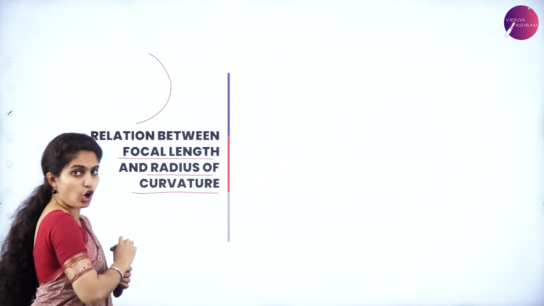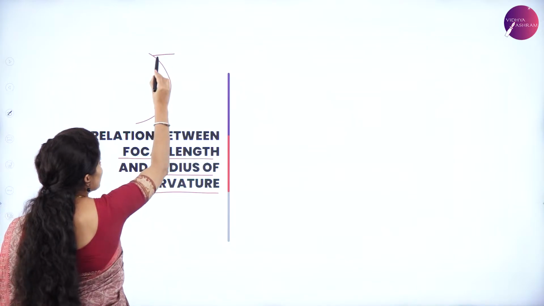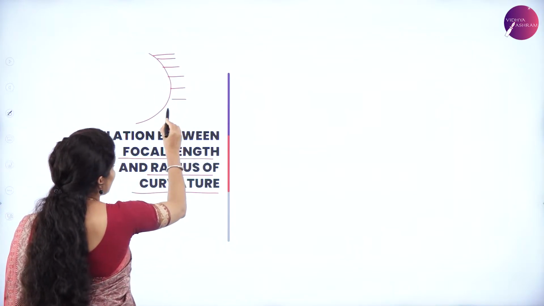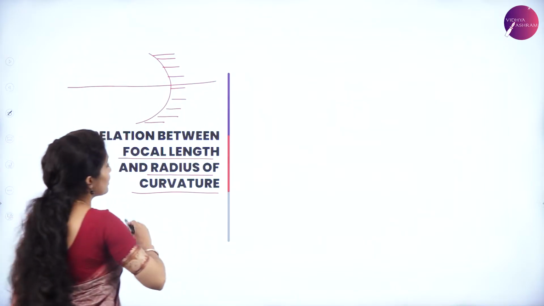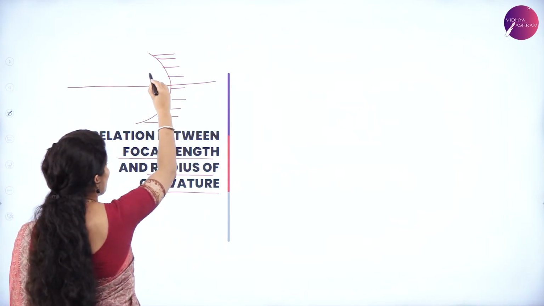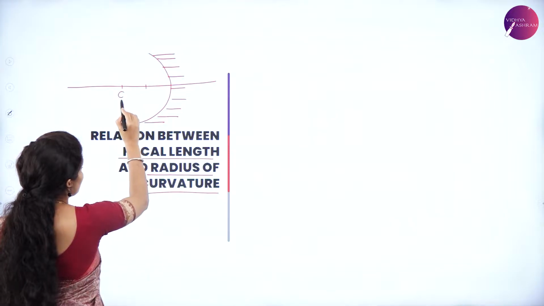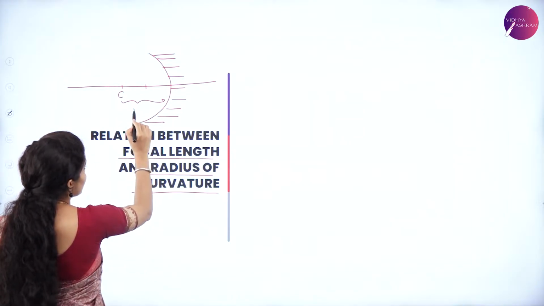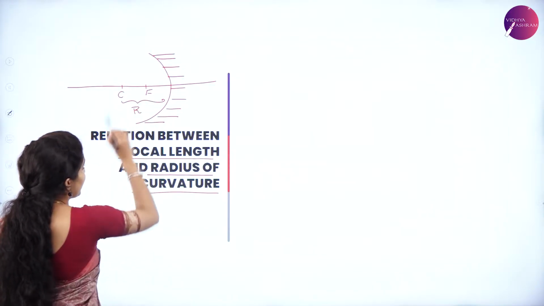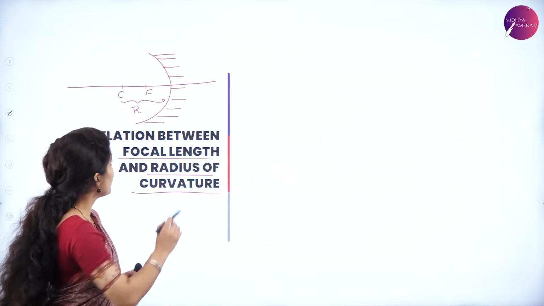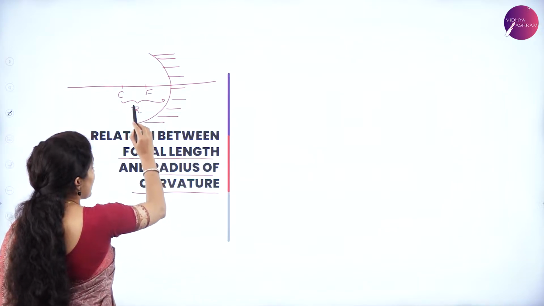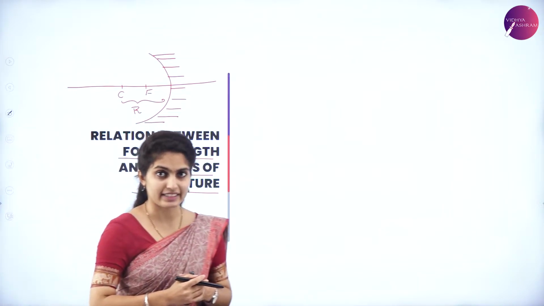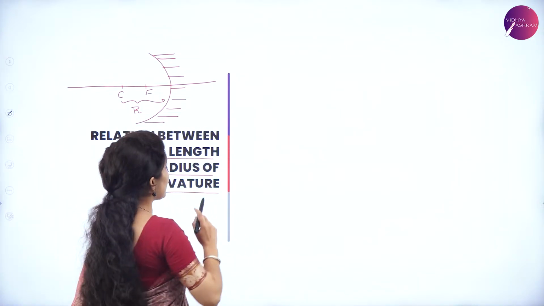Suppose I consider a concave mirror whose exterior curve is completely silverized or polished, and the one which is responsible for the reflection is the interior one. This is the center of curvature. So this will be the radius of curvature. So this will be F. We have to find the relation between F as well as R. What is it exactly? So there is a diagram.